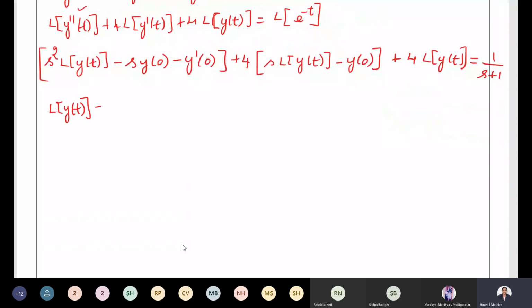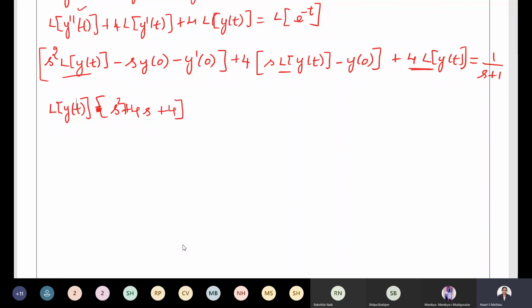So according to that, what do we get? You have to find the coefficient of the Laplace transform of y of t. So what is the coefficient? S square. Then here the coefficient of the Laplace transform of y of t is 4s. Then here the coefficient is 4. So we will get s square plus 4s plus 4 as the coefficient.